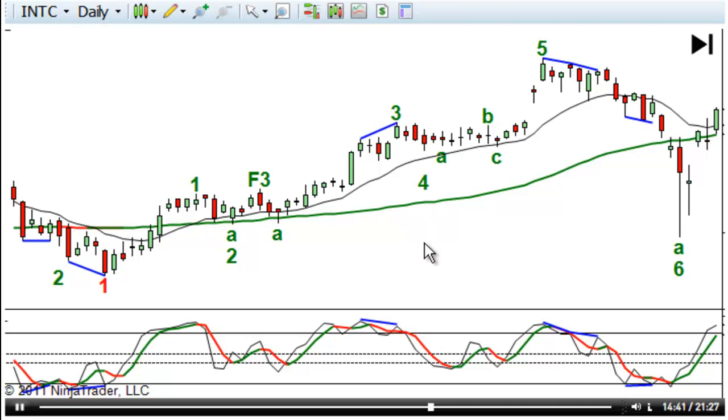Now, remember, yeah, we got three gaps: breakaway, continuation, and exhaustion. But you don't have to have all three in a move. You don't have to have a breakaway and a continuation in order to have an exhaustion. Those are merely terms that are referring to where in the chart they occur. And because this is occurring late in the trend, we would consider this an exhaustion gap.